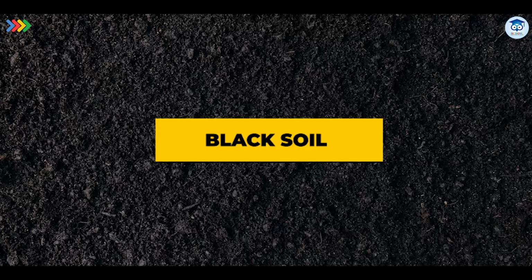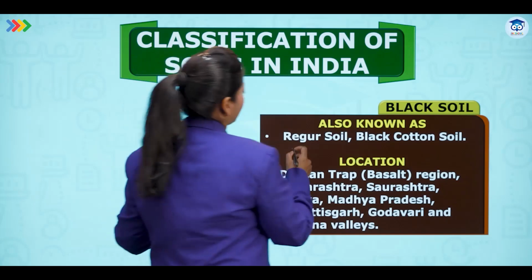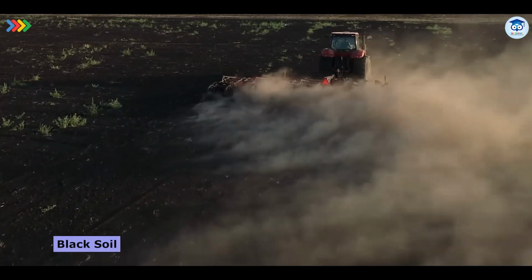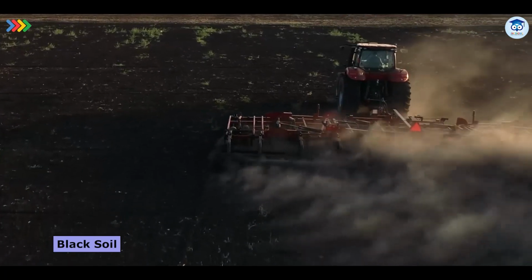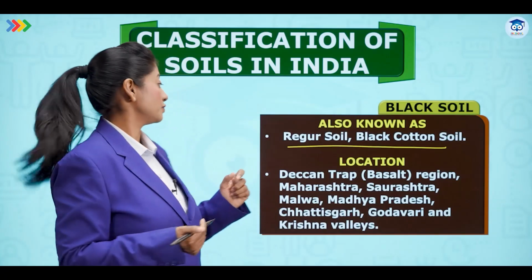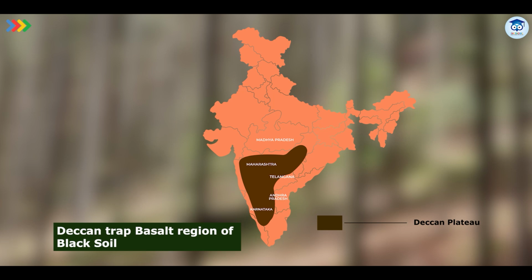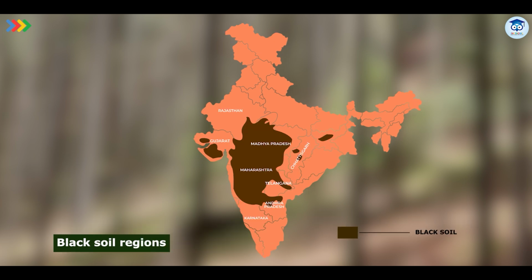Coming to black soil, also known as regur soil or black cotton soil. Very, very famous as black cotton soil because the cotton crop is grown in this type of soil, and that is why it is famous for that. Now the Deccan Trap, the entire Deccan Trap, is mostly made of basalt rocks. So the basalt region contains rich black soil. Maharashtra, Saurashtra, Malwa, Madhya Pradesh, Chhattisgarh, Godavari and Krishna valleys, all of this contains the black soil.